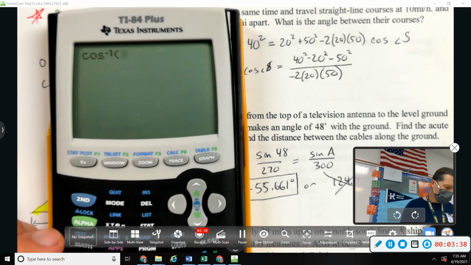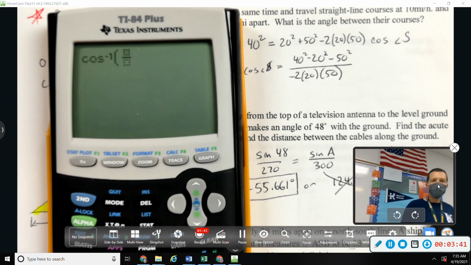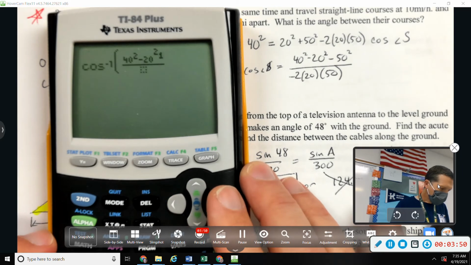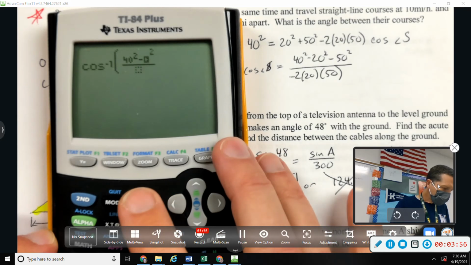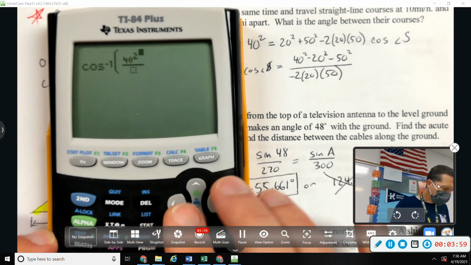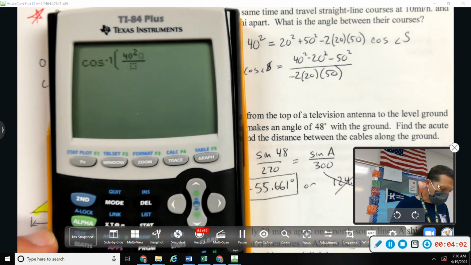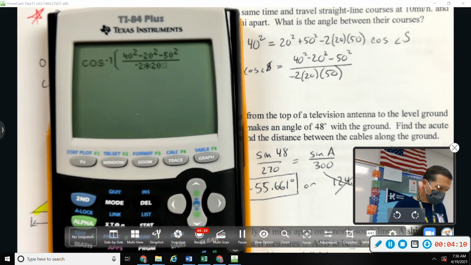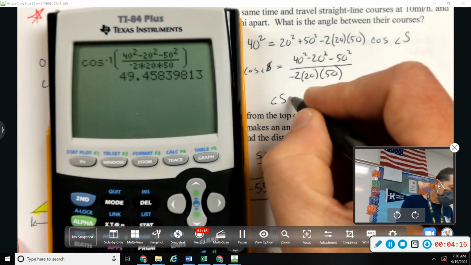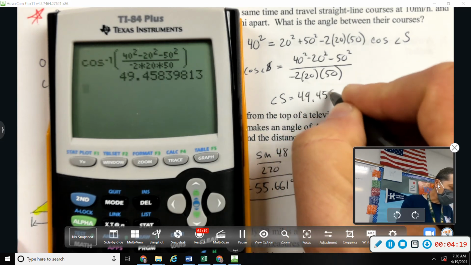And inverse cosine. Probably going to use the fraction bar, so less parentheses to worry about. 40 squared minus 20 squared. Oops. Uh-oh, that doesn't look right. There we go. 40 squared minus 20 squared minus 50 squared all over negative 2 times 20 times 50. So angle S, 49.458 degrees.